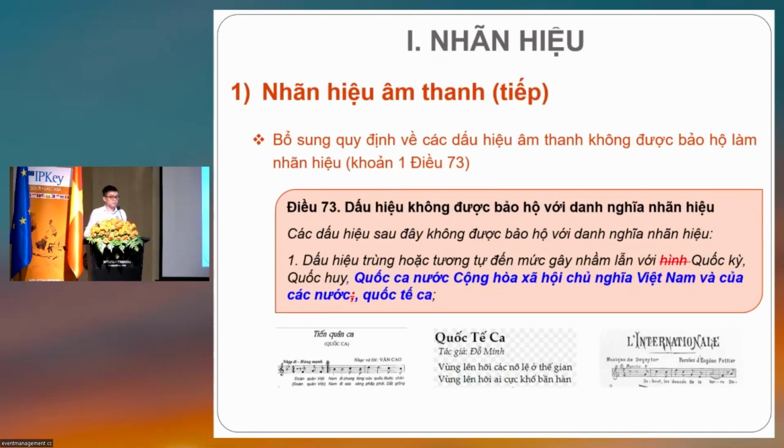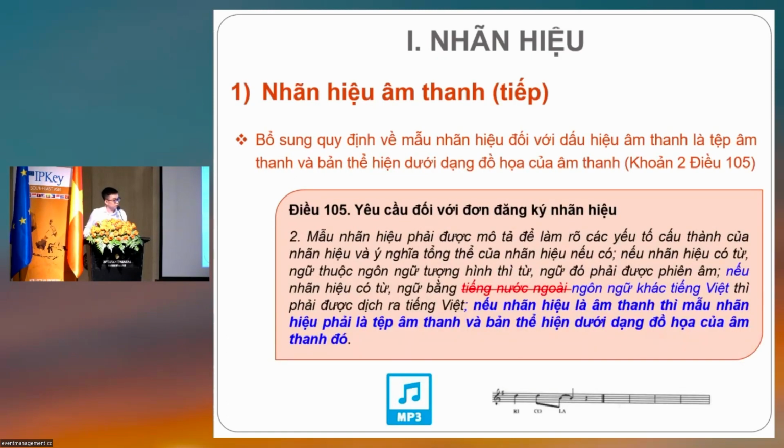Okay, I would like to repeat it. Regarding the regulations about sound marks, there are some regulations that you need to pay attention to. The first one is the factors that we have to be aware of, because the sound mark application can be refused. For example, it is related to the national anthem of the Socialist Republic of Vietnam or other countries. The second thing about the sound mark is that it is considered non-distinguishable.